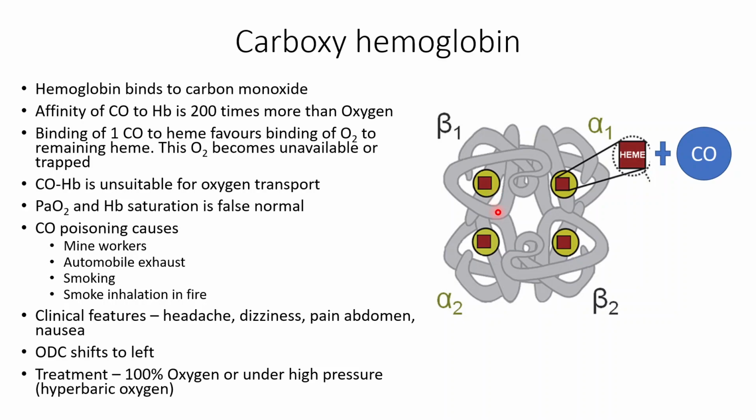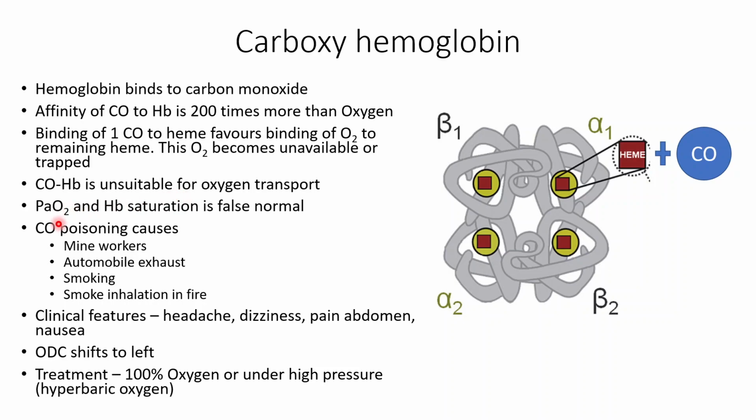First is that the hemoglobin has increased affinity for carbon monoxide, and second is that on binding with carbon monoxide, the oxygen gets trapped with the other heme groups. So carboxyhemoglobin becomes unsuitable for oxygen transport. These are the two basic abnormalities which occur with carboxyhemoglobin.